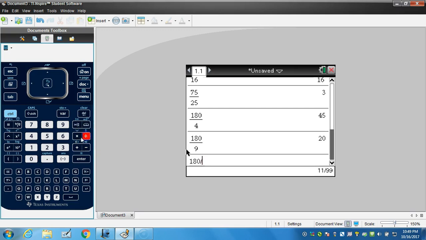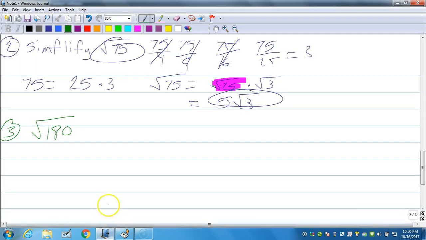180 divided by 16 is the next one. Nope. 180 divided by 25. No. 180 divided by 36. There you go. I like that one right there. 36. 5 is very small. Very good. I like that.